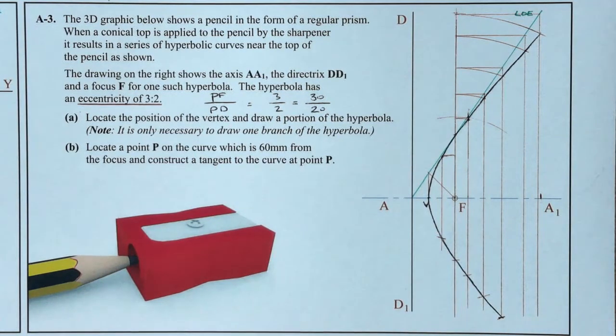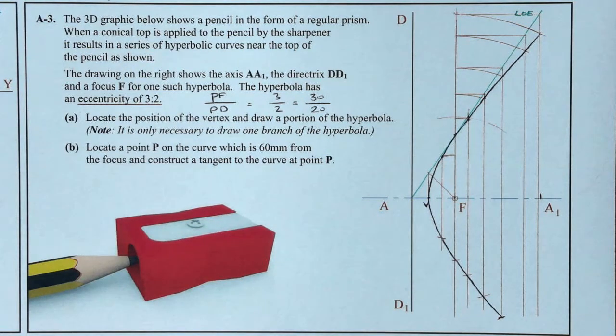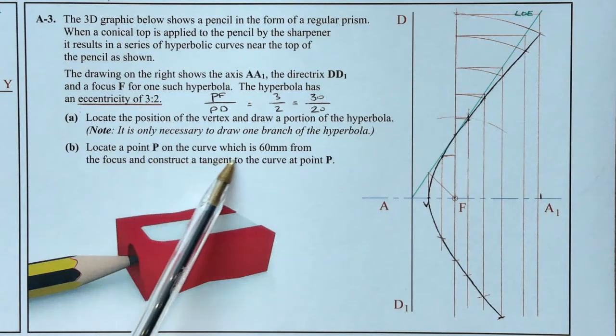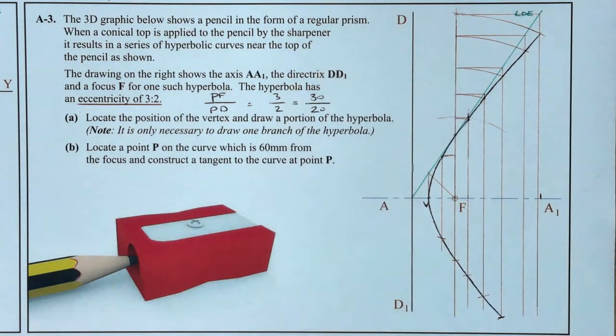Okay, so there we have the hyperbolic curve, guys, by using the line of eccentricity. We can see it there on the eraser that they gave us. Now it's saying part B, locate a point P on the curve which is 60 millimeters from the focus. Okay, so that's easy enough. We can find that point P easily enough.